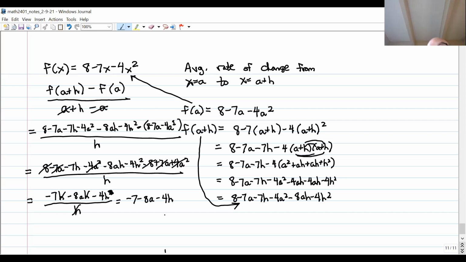See, once you do the algebra, it doesn't really work out all that badly, okay? There's the final difference quotient, or average rate of change.